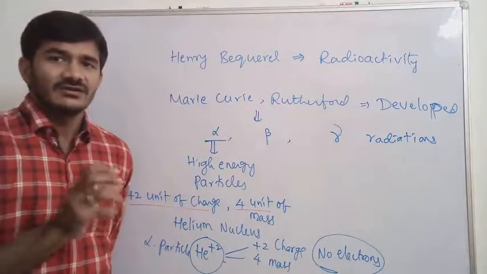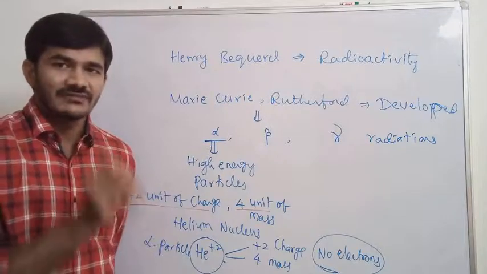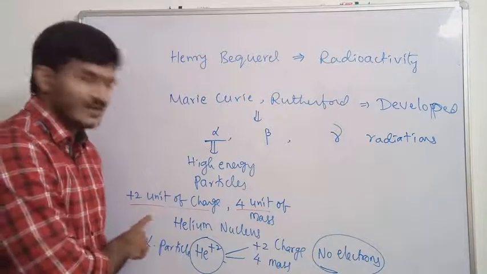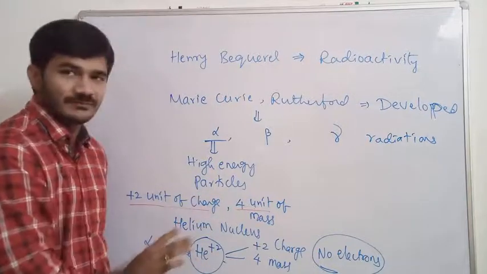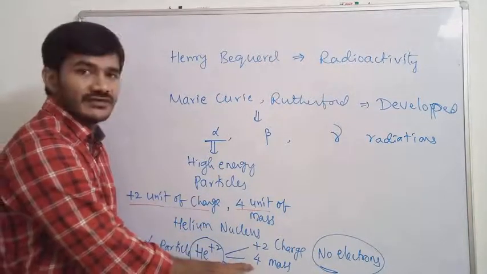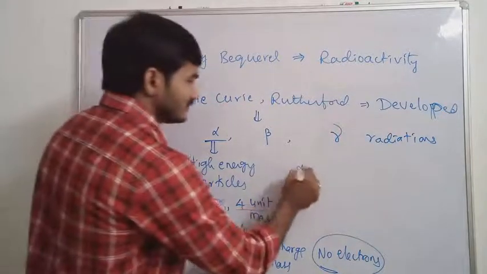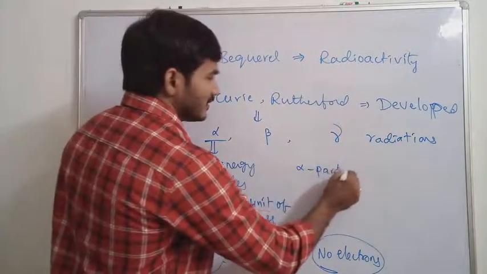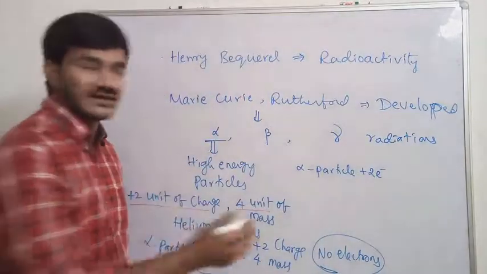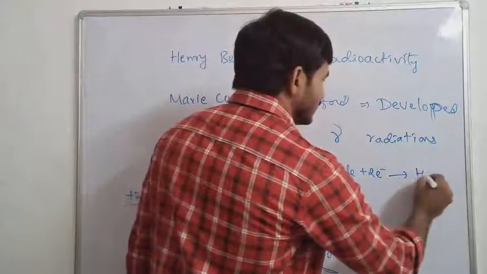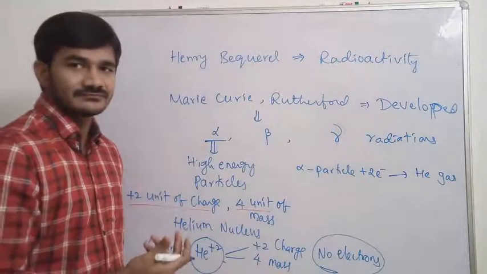What is the main nucleus in the alpha particle? Helium nucleus. The alpha particle contains +2 unit of charge and 4 unit of mass, that is He2+, with no electrons. For an alpha particle, if I add 2 electrons, it becomes helium gas, a helium atom.